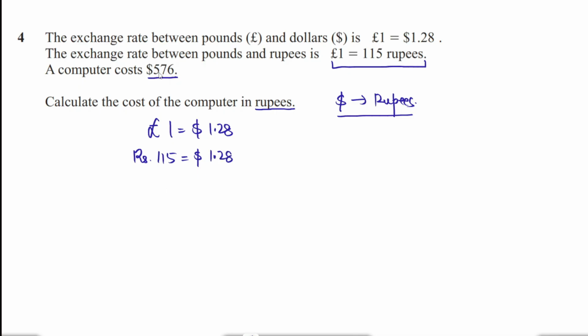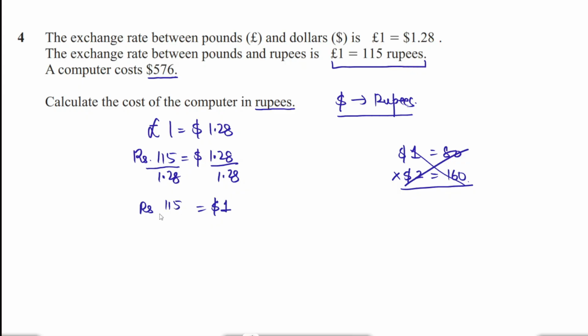So rupees 115 is equal to $1.28. Because we are having $576, what we'll do here, we're going to find the value of $1. If we have the value of $1, let us assume the value of $1 is 80 rupees, then the value of $2, we multiply by 2 here, we multiply by 2 here, and the value of $2 is going to be 160. So this is going to be easy for us. So what we do here, we divide by 1.28 to make 1 on the other side. So what we are going to have, rupees 115 upon 1.28, that is the value of $1.